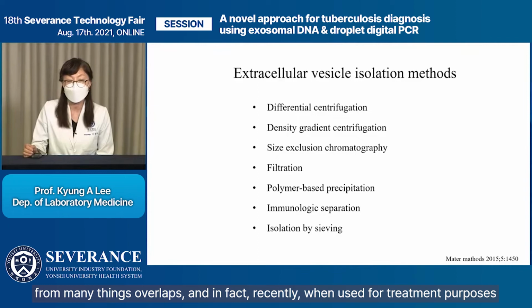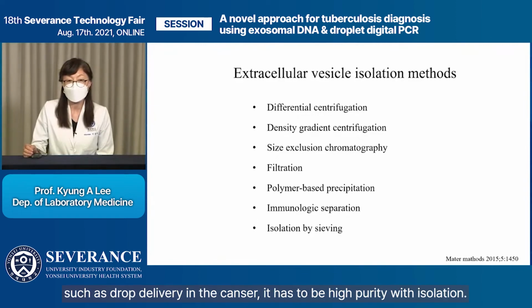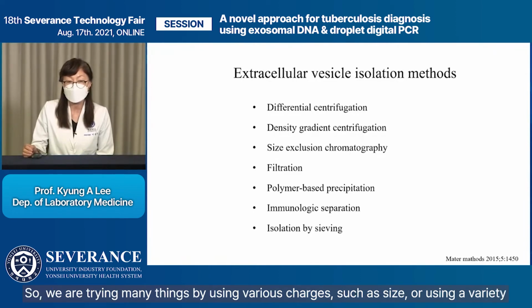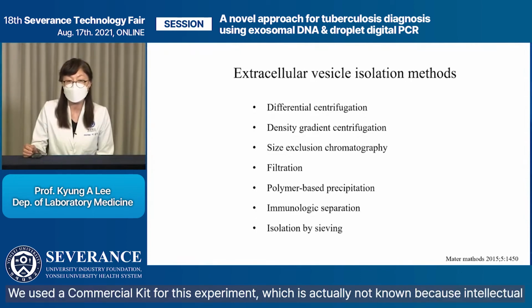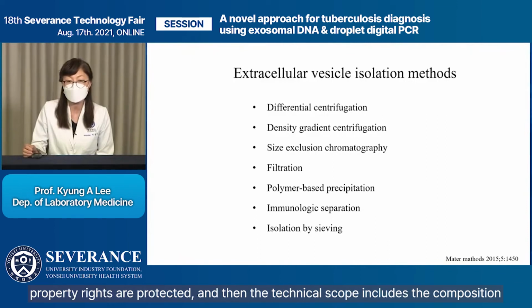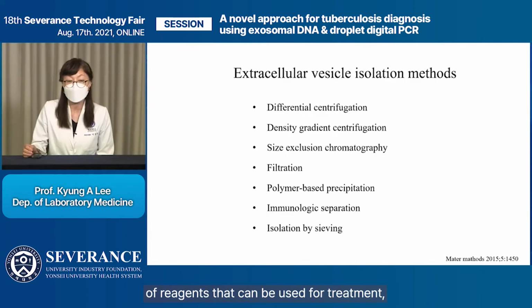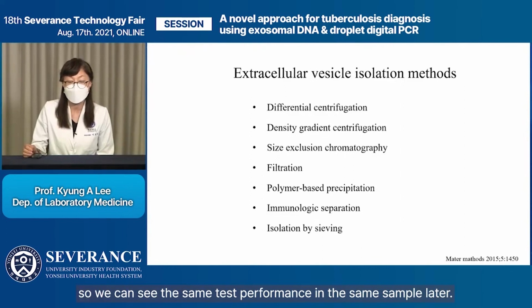This is because, as I told you previously, the spectrum that has to be differentiated from many things overlaps. And recently, when used for treatment purposes such as drug delivery in cancer, it has to be isolated with high purity. So we are trying many things, using various characteristics such as size, or using various techniques to increase yield while increasing purity. We used a commercial kit for this experiment, whose details are not known because intellectual property rights are protected, and then the technical scope includes the composition of reagents. So we can see the same test performance in the same sample later.